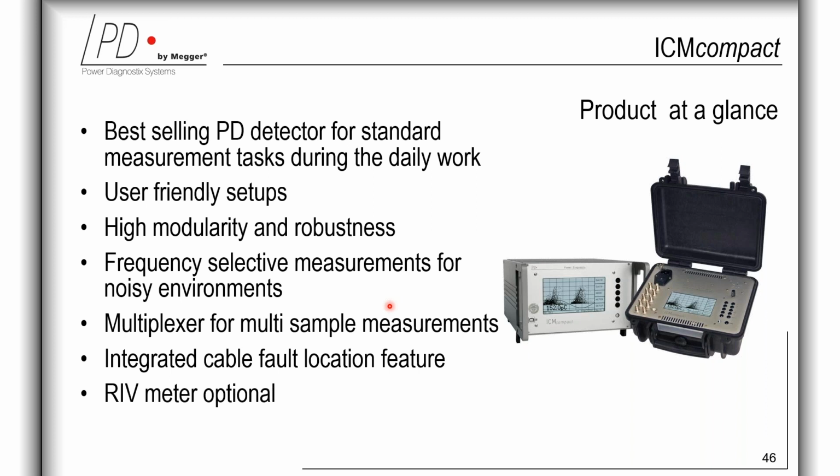It comes with a spectrum board offering spectrum display for partial discharge, frequency spectrum analysis, which is a very helpful tool for noisy environments. Also, the channel multiplexer allows a manual switching between 4 or 12 different PD sources. And besides, it also comes with an optional DSO board for cable fault location. And radio influence voltage measurement function is also available as an option.